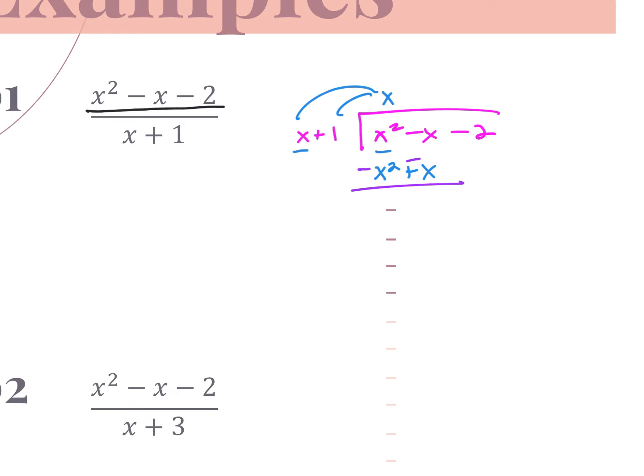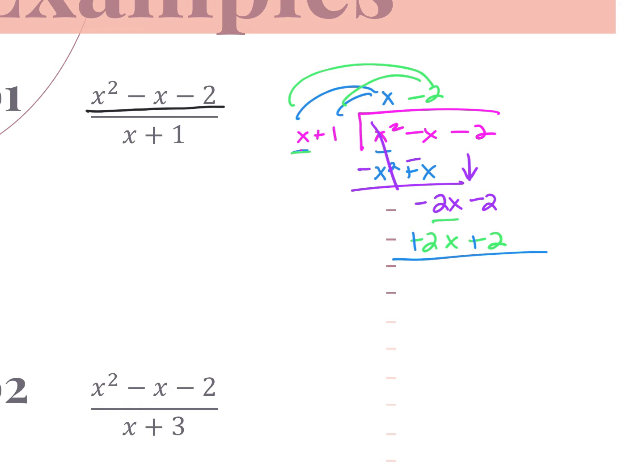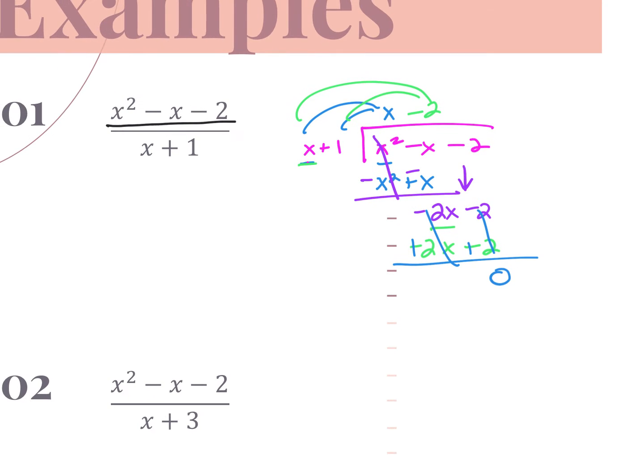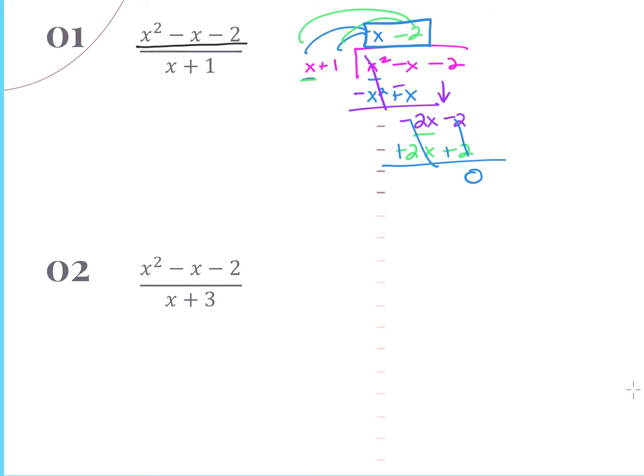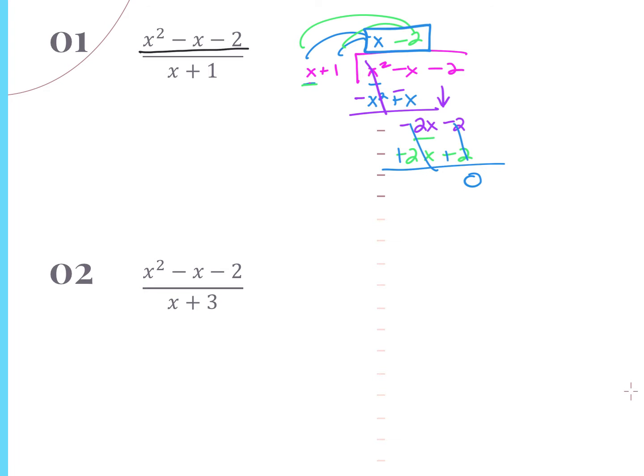So if I change my signs and I add, these cancel, I get negative 2x, and then I bring down the minus 2, and I do the same process over again. First into first would be negative 2. Multiply that by both on the outside, negative 2x minus 2. Change your signs and add, and my remainder is 0 here. So the quotient is just x minus 2. Good on that one?